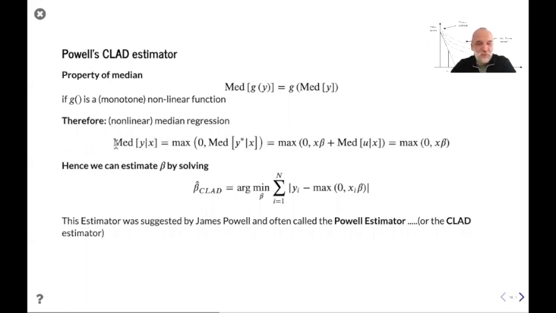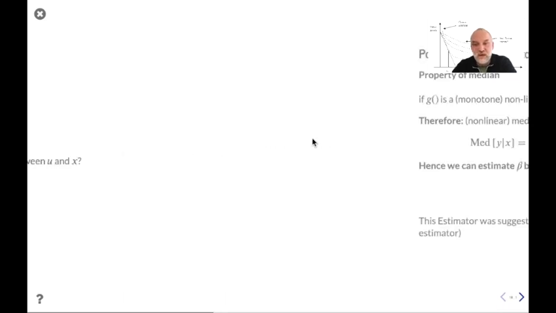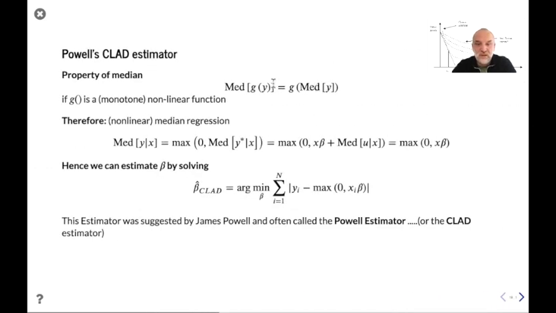So anyway, what we do here is use the property of the median to derive the median of y given x. Recall that the property of the median is the following: you can take the median of a nonlinear function and that is equal to the nonlinear function evaluated at the median. Now, what is our nonlinear function? Well, our nonlinear function here is the max operator. So here you have y equal to max of 0 and y star. Now, the median can just travel directly through.